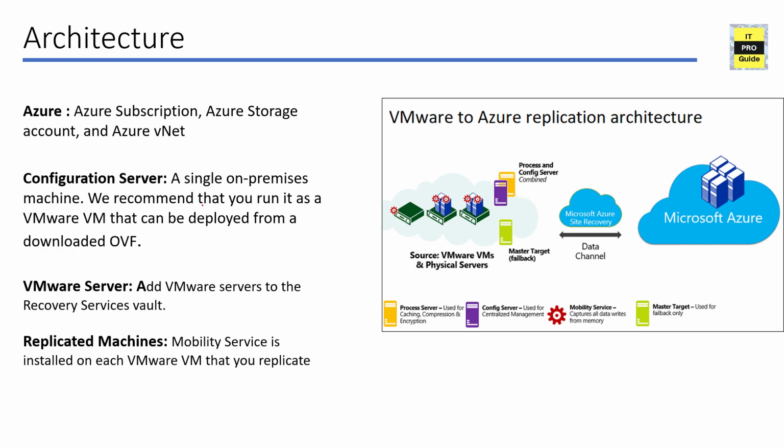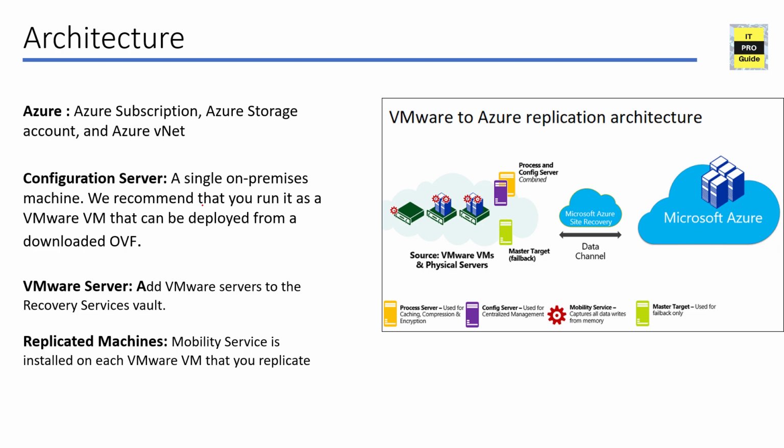So look at the architecture. What we have is an Azure subscription and an Azure storage account. Why an Azure storage account? Because when you start replication of your virtual machines, the landing space of your virtual machine data is in Azure storage, and the Azure Virtual Network is your private space, your data center boundary in Azure.